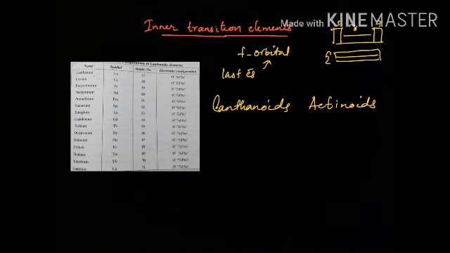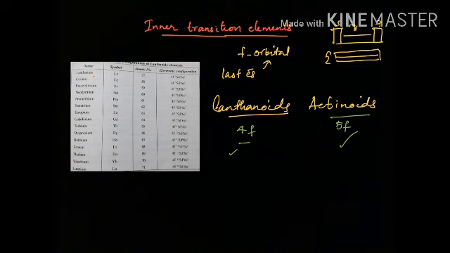Lanthanoids are those elements in which the 4f subshell or 4f orbital is getting filled. If the last electron is entering into the 4f orbital, we call them the lanthanoids, and if it is entering into the 5f orbital, then we call them the actinoids. So if electrons are filling the 4f orbital, they are lanthanoids, and if they are filling the 5f orbital, they are actinoids.